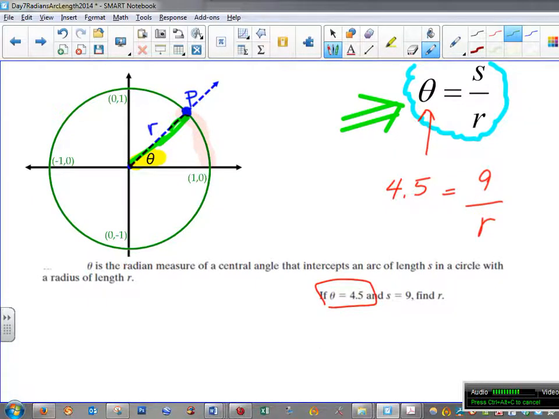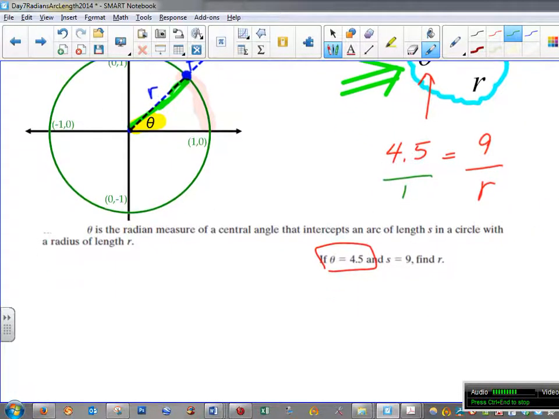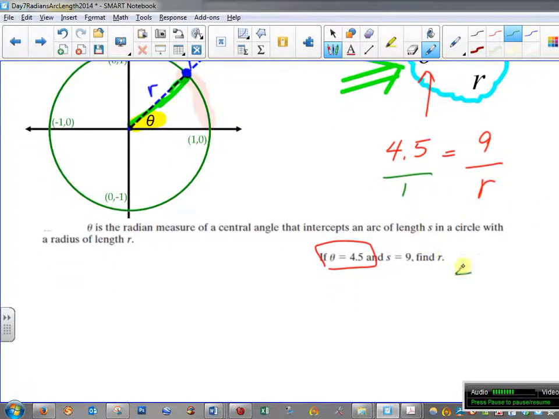And these are very simple to solve as a proportion if you just put the theta side over 1 and cross multiply. It gives me 4.5 R is equal to 9. I'm going to divide both sides by 4.5 and that gives me R is equal to 2. So we just found the length of the radius R.